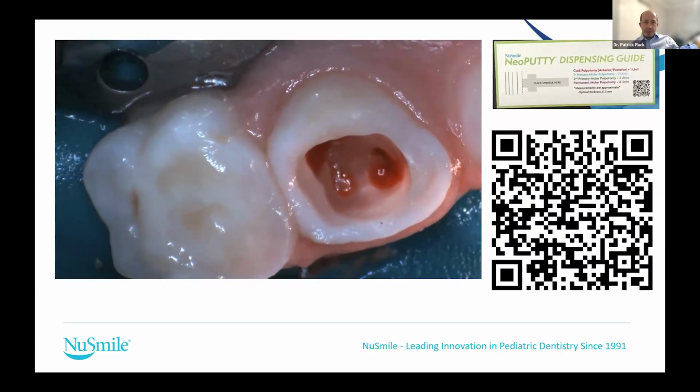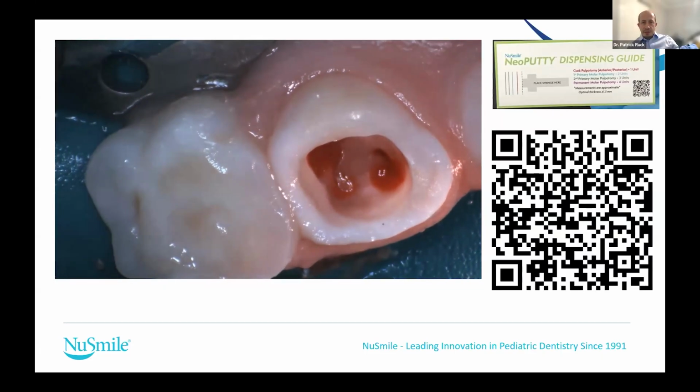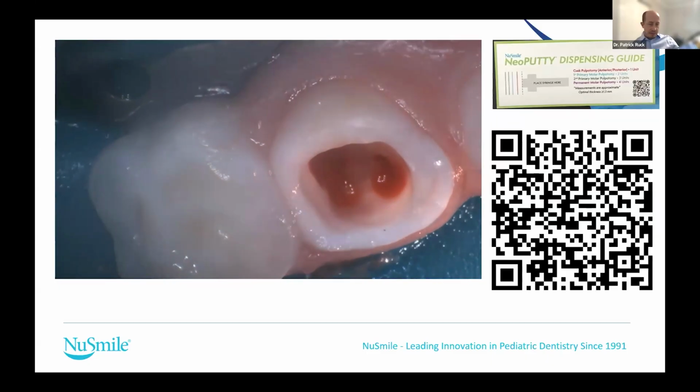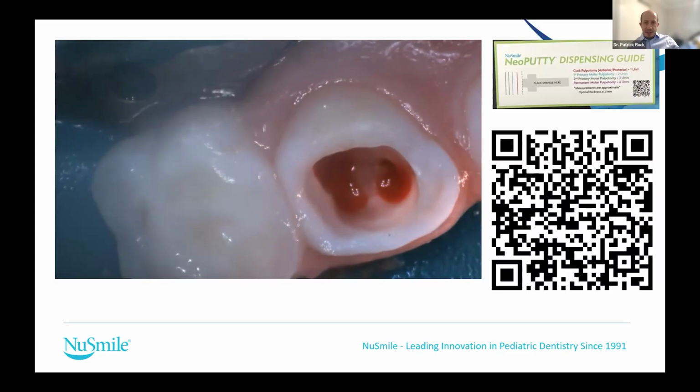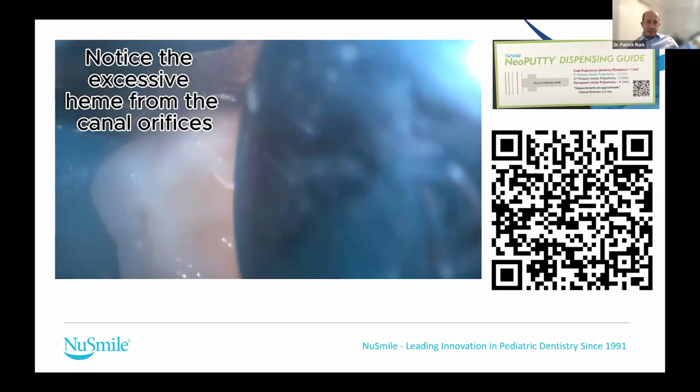And this is just showing bleeding for a second, where that's a little too much pulpal bleeding before we're putting that material over. And I'll finish up in just a second. I apologize. And then make sure we have time for questions.